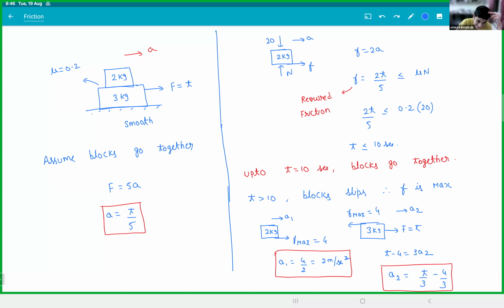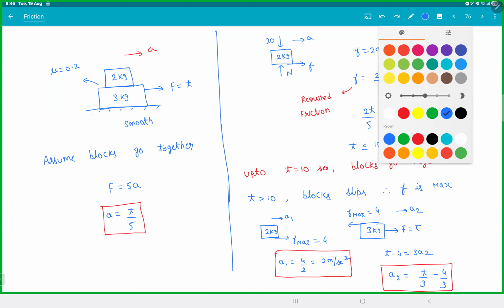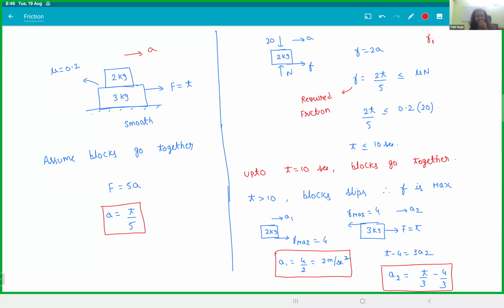Aditi, how did you get f max? How did I get f max? Mu into N. But wait. Mu is 0.2 and N is 20. Okay, got it.